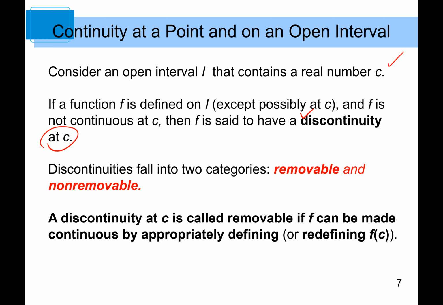Discontinuities fall into two categories. First one is called removable. Second one is called non-removable. So discontinuities fall into two categories: removable and non-removable. A discontinuity at c is called removable if f could be made continuous by appropriately redefining f of c. Okay.